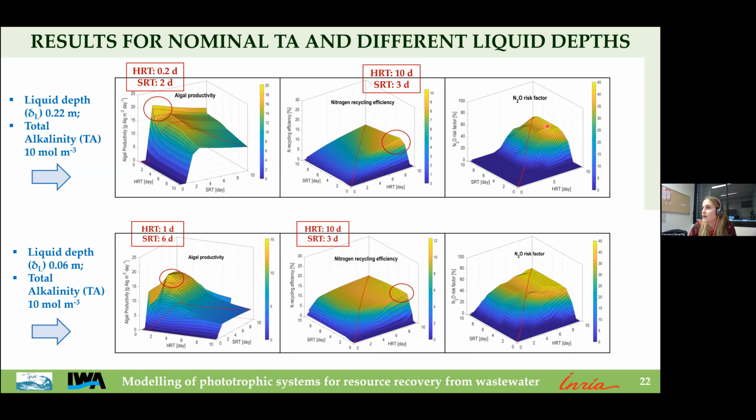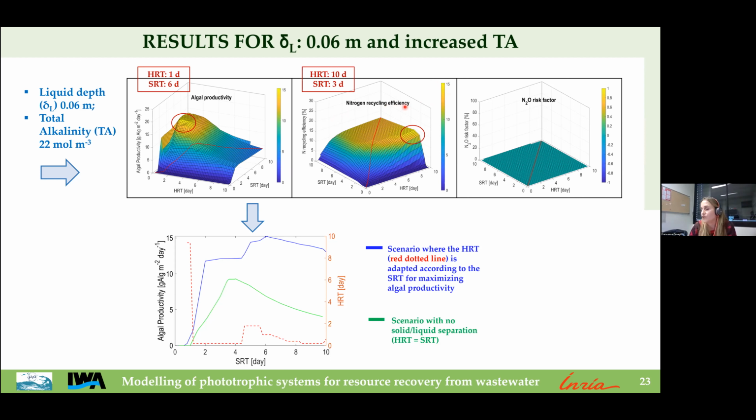Now I'm showing you the results just for the liquid depth of 6 centimeters. And what we can see is that the nitrous oxide risk factor dropped down to 0. And also that we gain something in the nitrogen recycling efficiency.